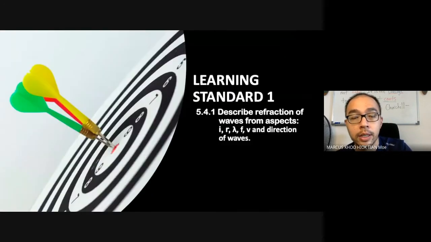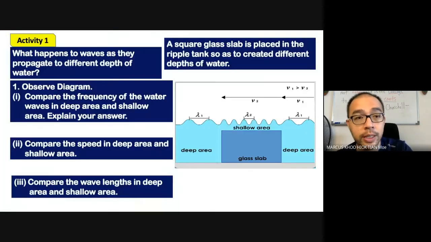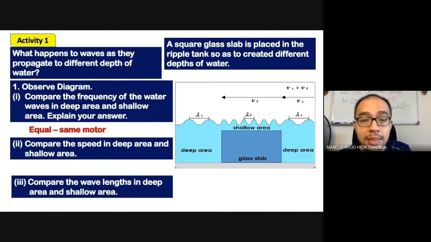All right. So we're going to talk about refraction first. I hope you have your module with you. Let's talk about when waves propagate from deep water to shallow water. First of all, we want to compare the frequency of the water waves in the deep area and in the shallow area. We find that when refraction happens, the frequency remains the same.